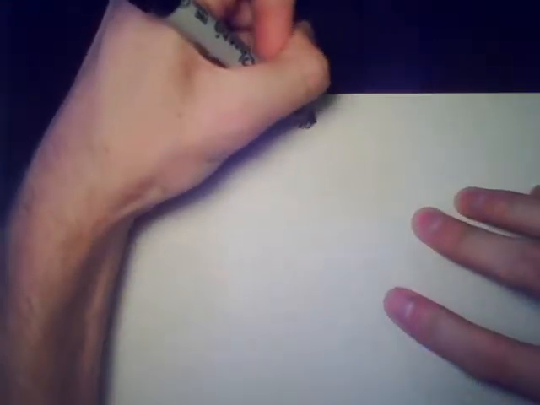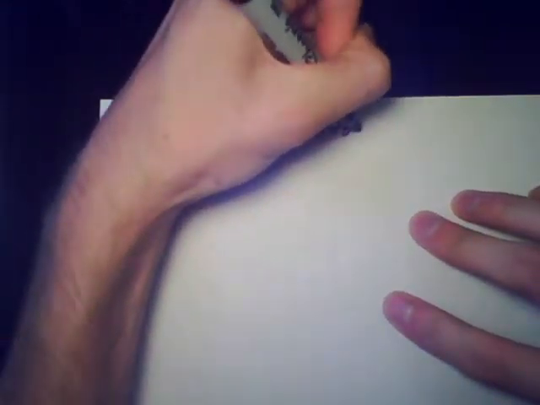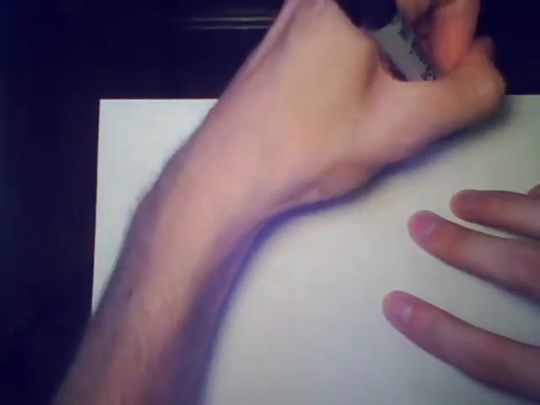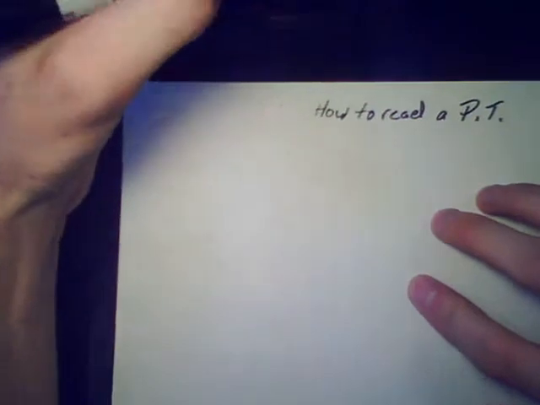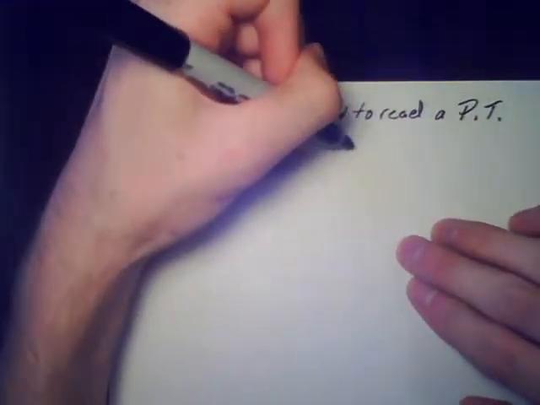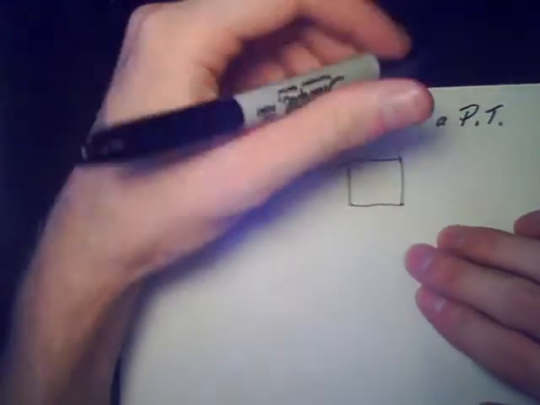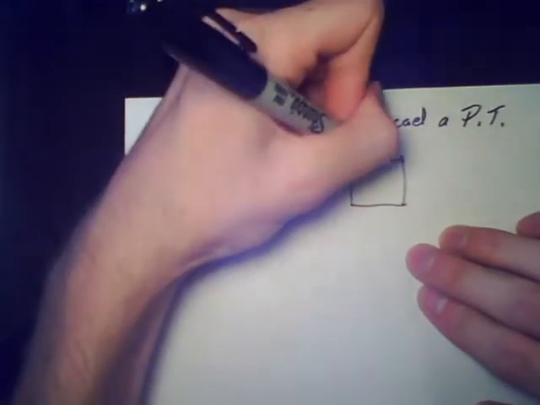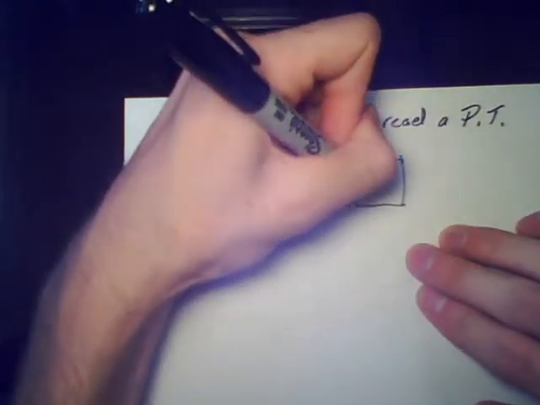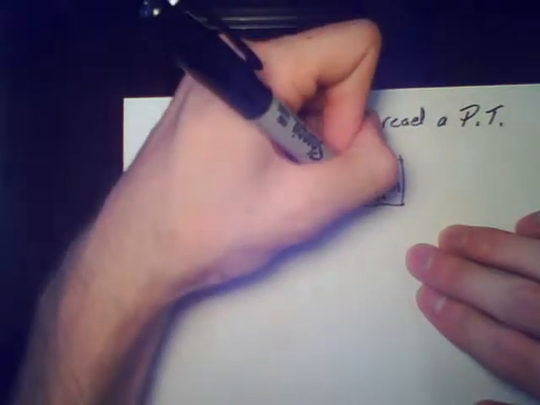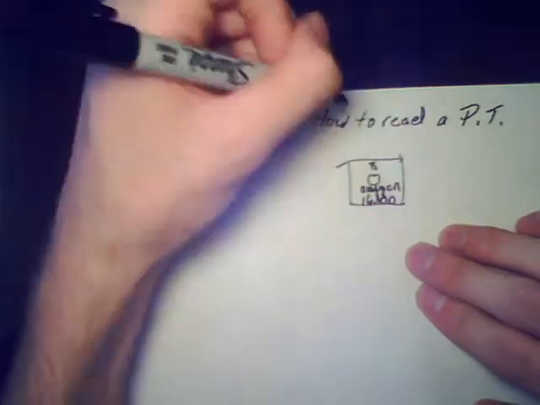Today we're going to do how to read a periodic table. So how to read a PT. We're going to go over a sample element here and basically just describe the basic properties with it. The element we'll be doing is oxygen.